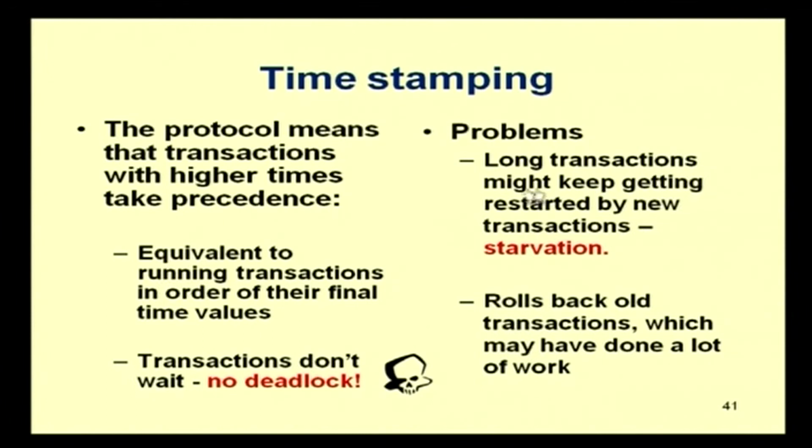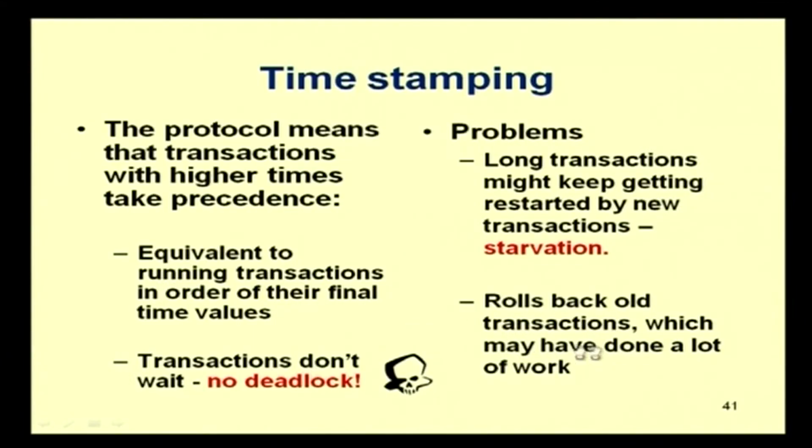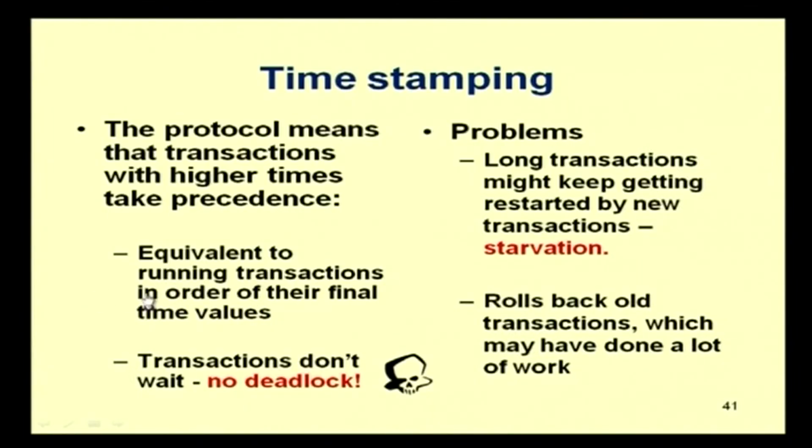Problems, that is, a long transaction might keep getting restarted by new transactions, and so there is a problem of starvation. That is, the same old transactions keep getting priority and the others have to keep on rolling back. So, it rolls back an old transaction which may have done a lot of work. So, this is the problem with timestamping. We always assume that the latest is the best. So, again the protocol means that a transaction with higher timestamp takes precedence. This is a disadvantage of timestamping.